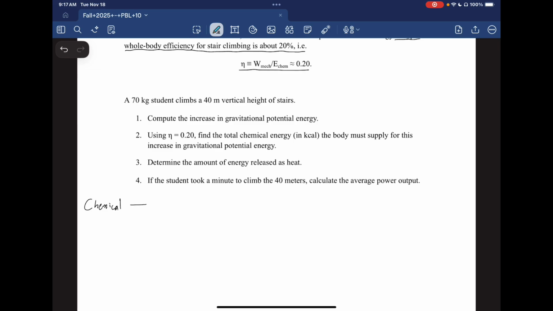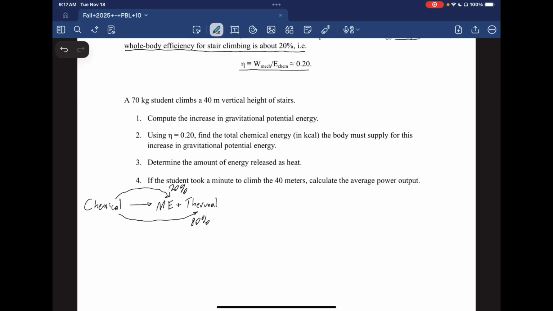So if we have the chemical energy, the reaction of the muscles, this is going to turn into the mechanical energy plus the thermal energy. Muscles naturally produce heat when they work. And about 20% of the chemical energy is actually going to turn into mechanical energy, and the remaining 80% is going to turn into thermal.